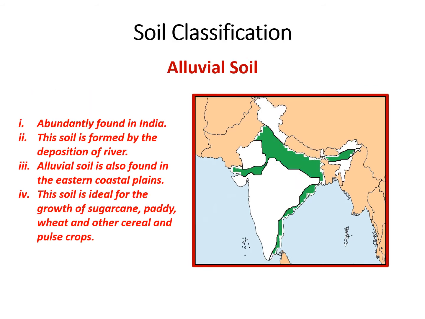Alluvial soil. Again, you can see this on your screen. Alluvial soil is also marked in green and is mainly found in the river-rich areas. Abundantly found in India, this soil is formed by deposition of rivers. Alluvial soil is also found in the eastern coastal plains. You can see it on your screen. This soil is ideal for the growth of sugarcane, paddy, wheat, and other cereal and pulse crops.